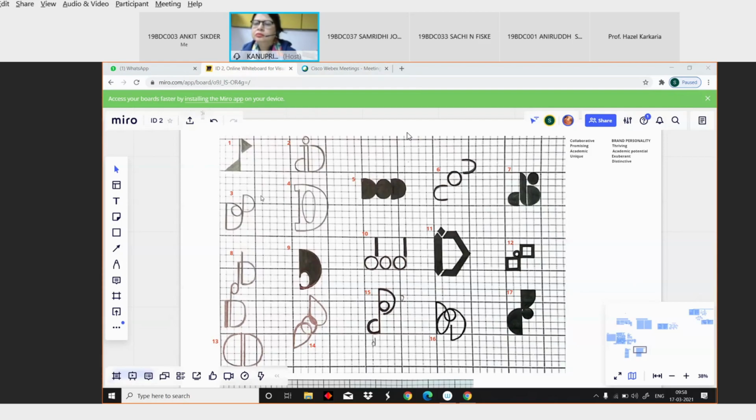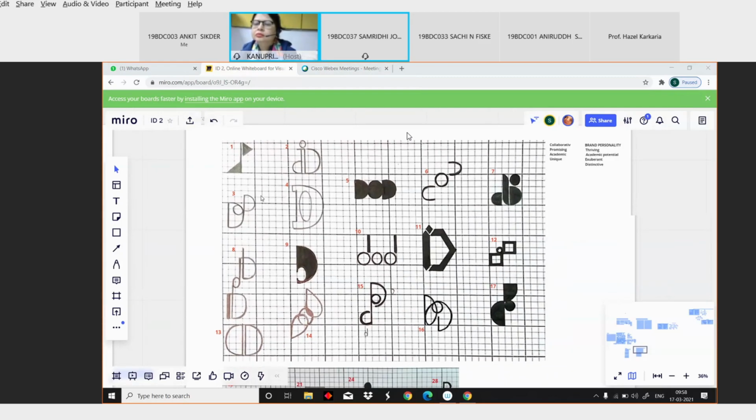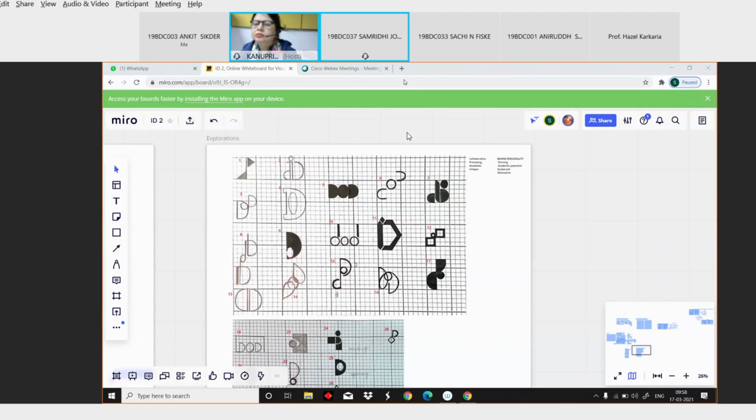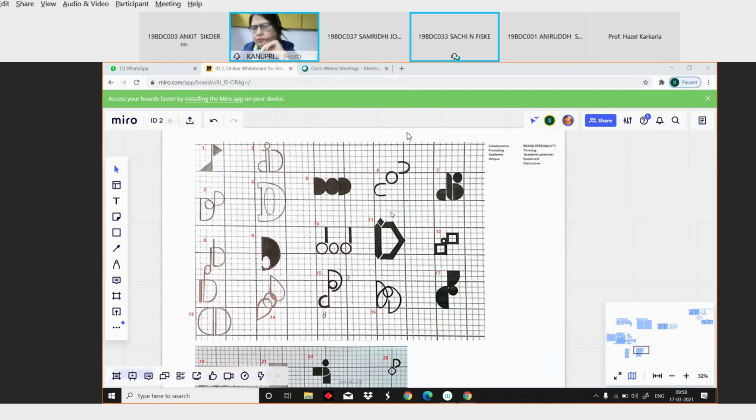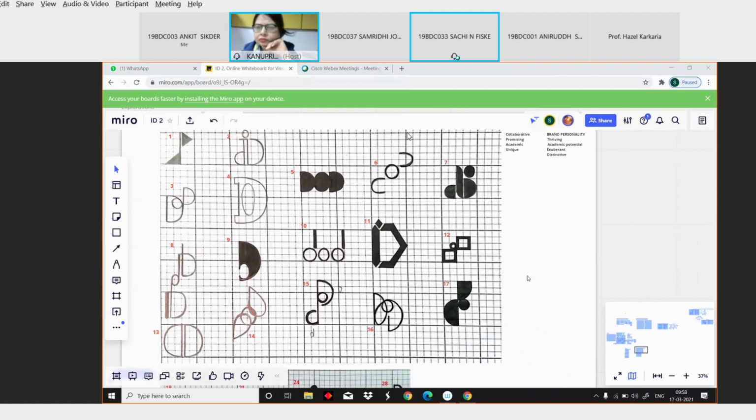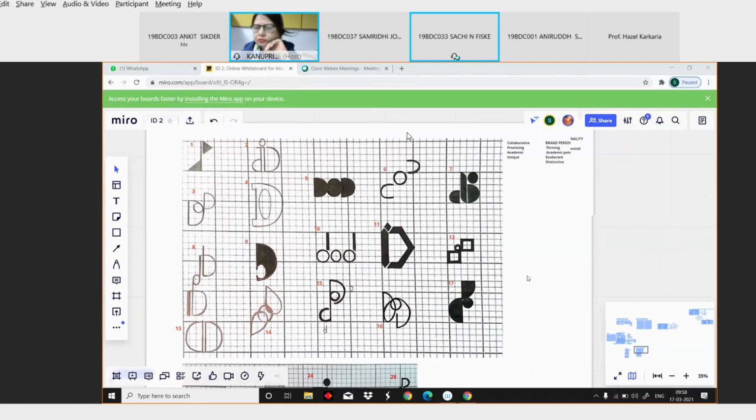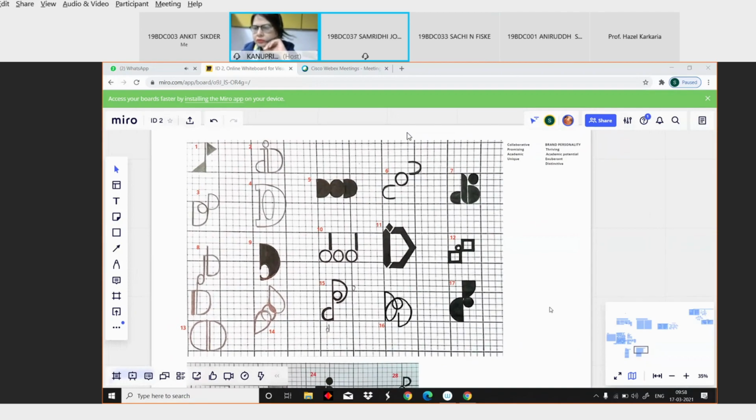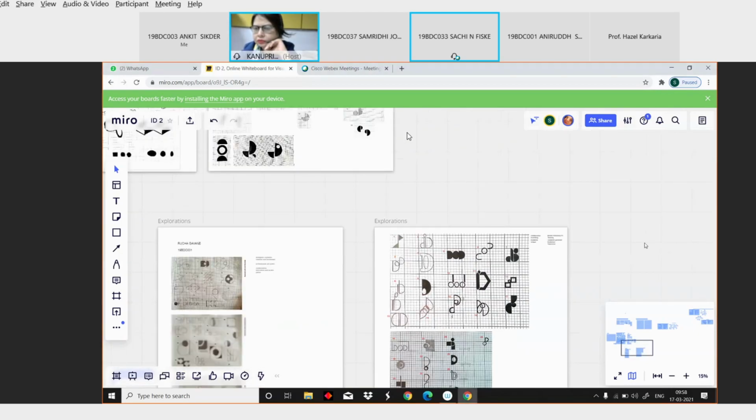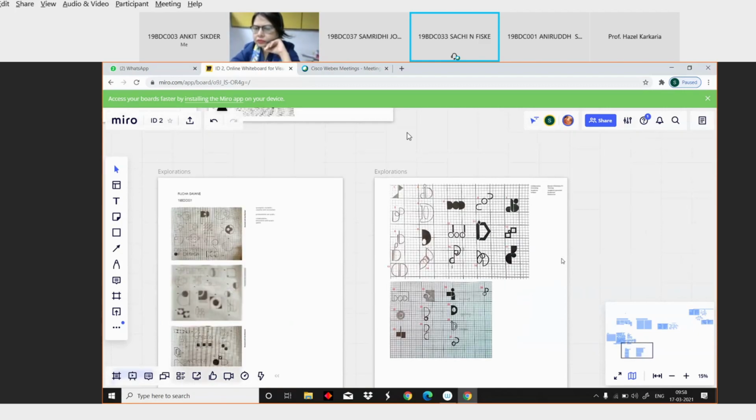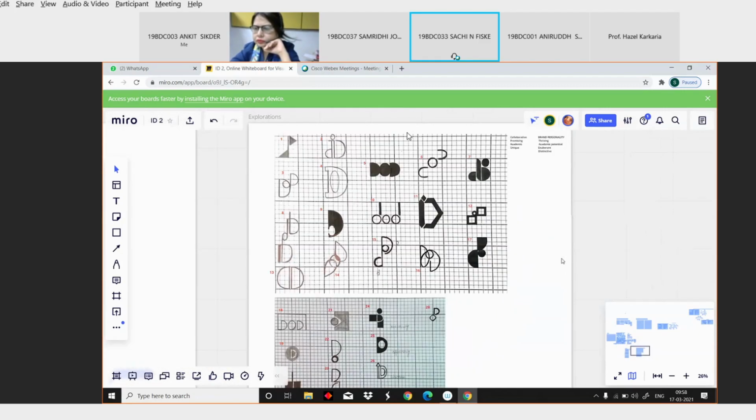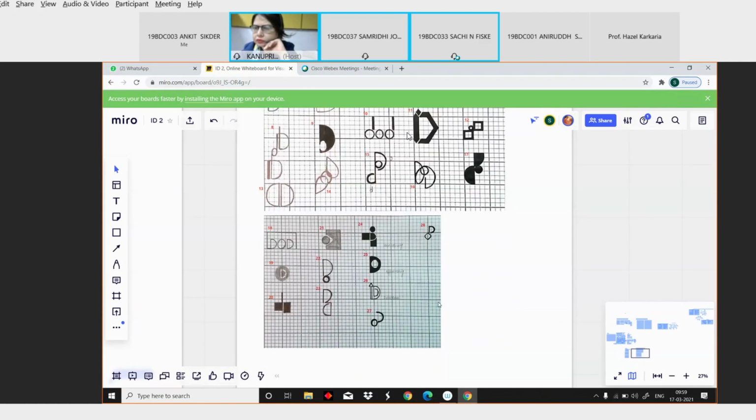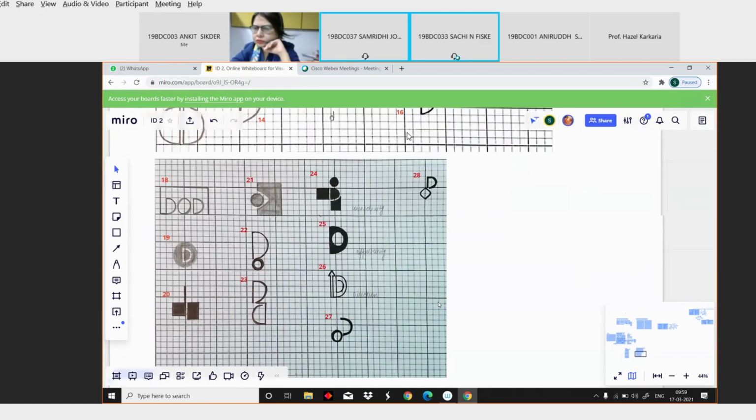So yeah, Sachi, can you please go to the other one? The one above. Where, Samriddhi? The second image I'm talking about. The top has nothing. There's a page below. Do I zoom into that? This one only. This one only.